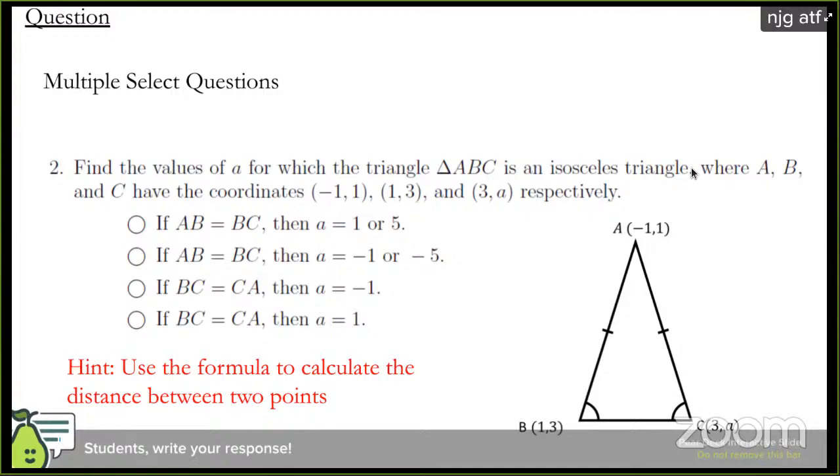Here, if you see in the diagram, my coordinate A is at (-1, 1), and my coordinate B, which is one corner of the triangle, is at (1, 3), and my final coordinate C, which is the last corner of the triangle, is at (3, a). a is a variable here. We are just asking you to find the value of a such that this triangle ABC becomes an isosceles triangle.